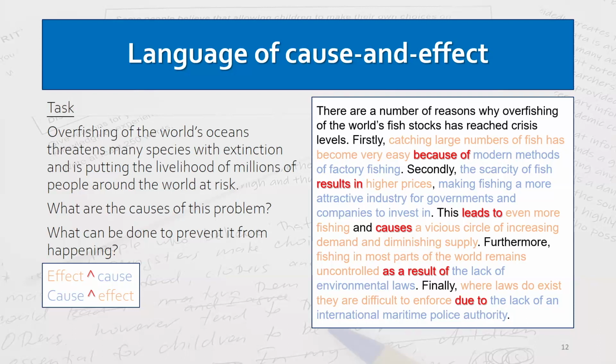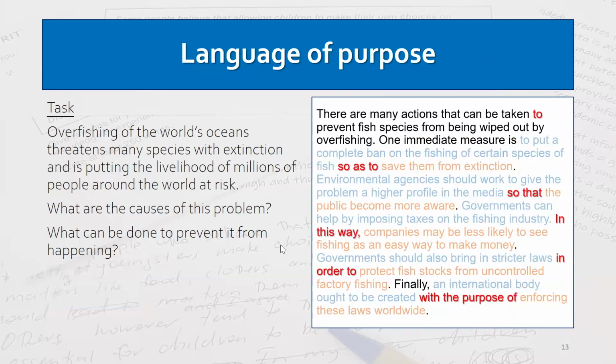But I hope that in today's workshop, you should have the concept that actually we need some language devices or some grammar items to express the cause and effect relationship in argumentative and expository essays. So let me move on to the language of purpose.